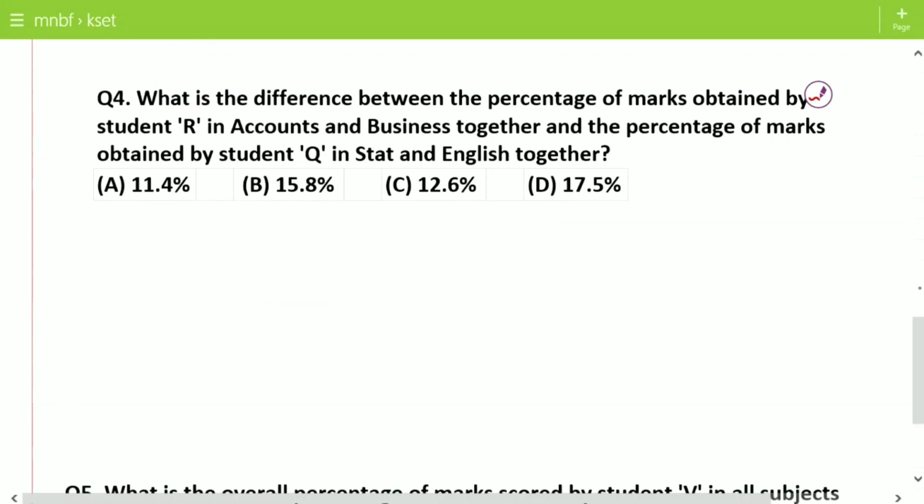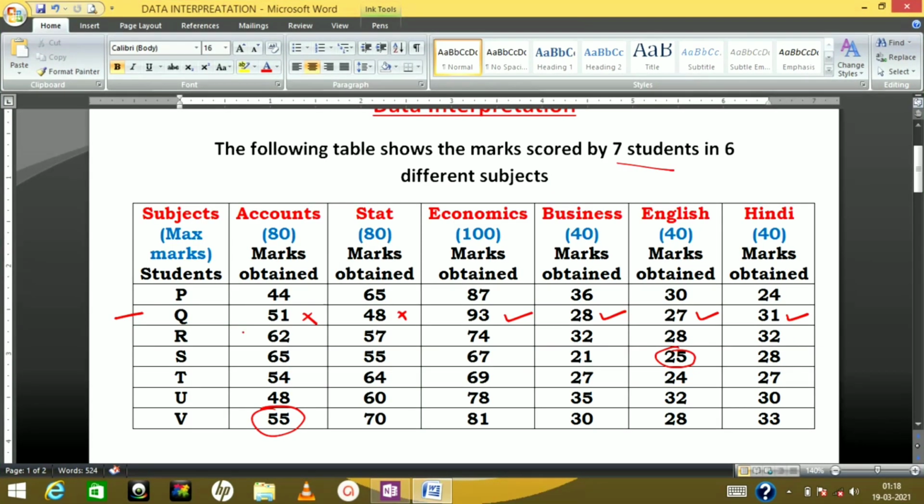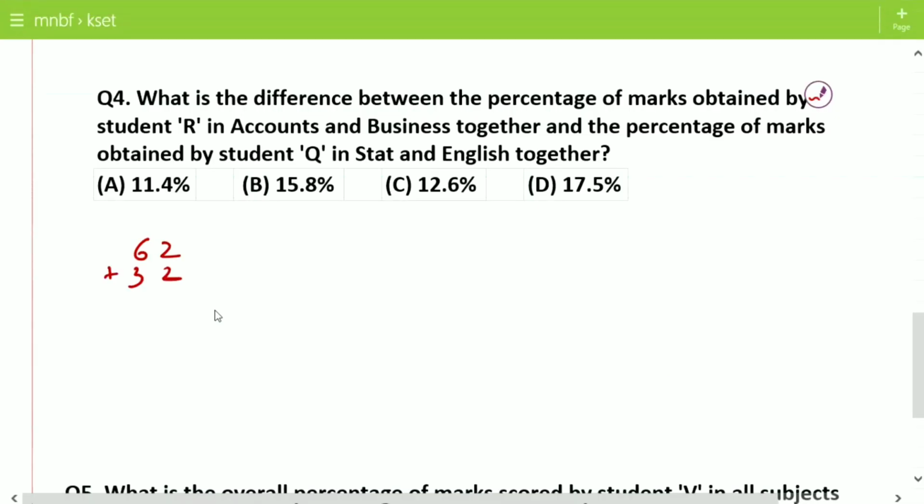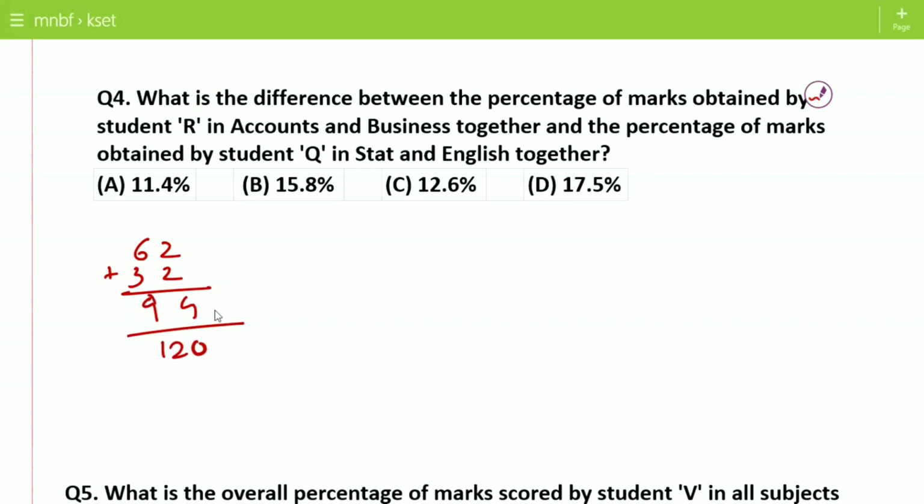What is the difference between percentage of marks obtained by R in accounts and business together? So accounts and business together for R. In accounts he has scored 62 and in business he has scored 32. So 62 out of 80 and 32 out of 40. So 62 plus 32 is going to be 94, and 94 he has taken out of 120.